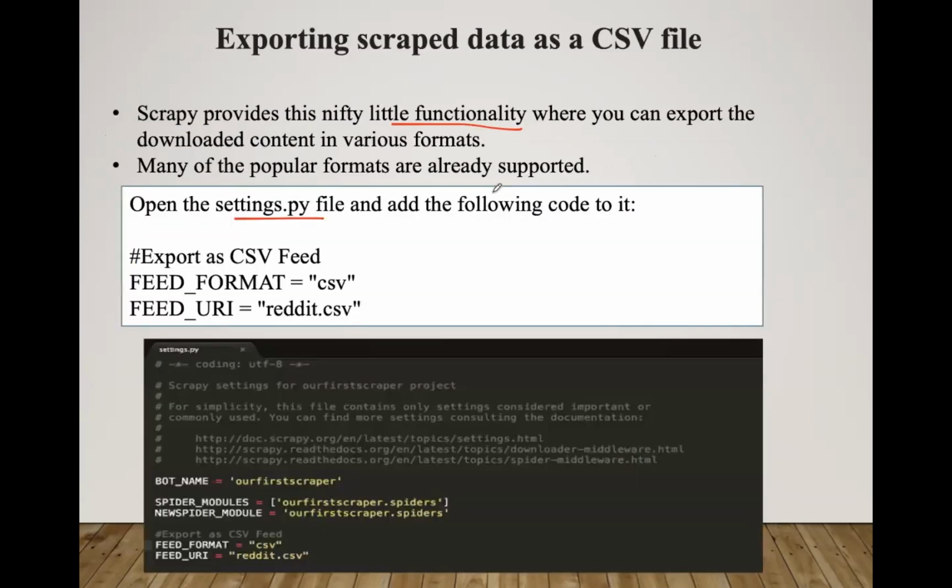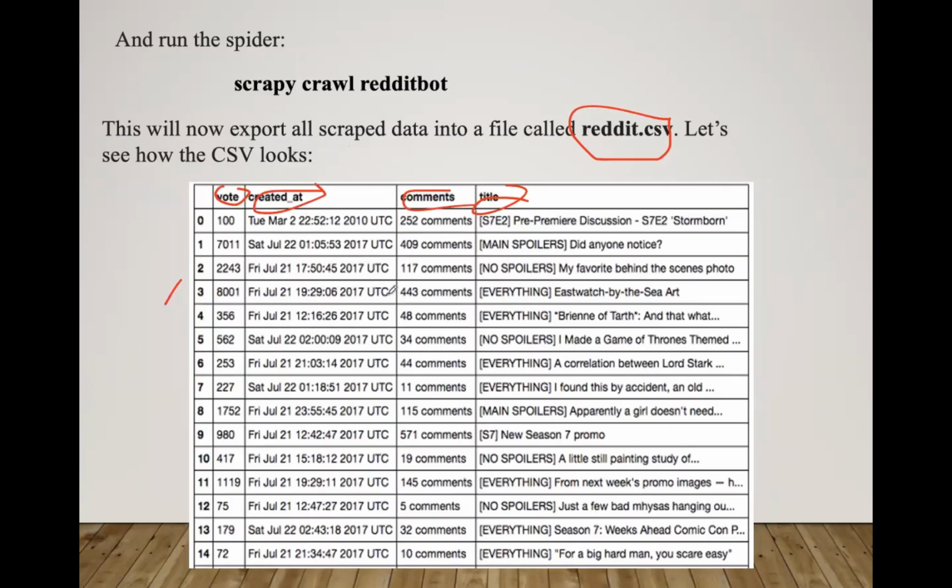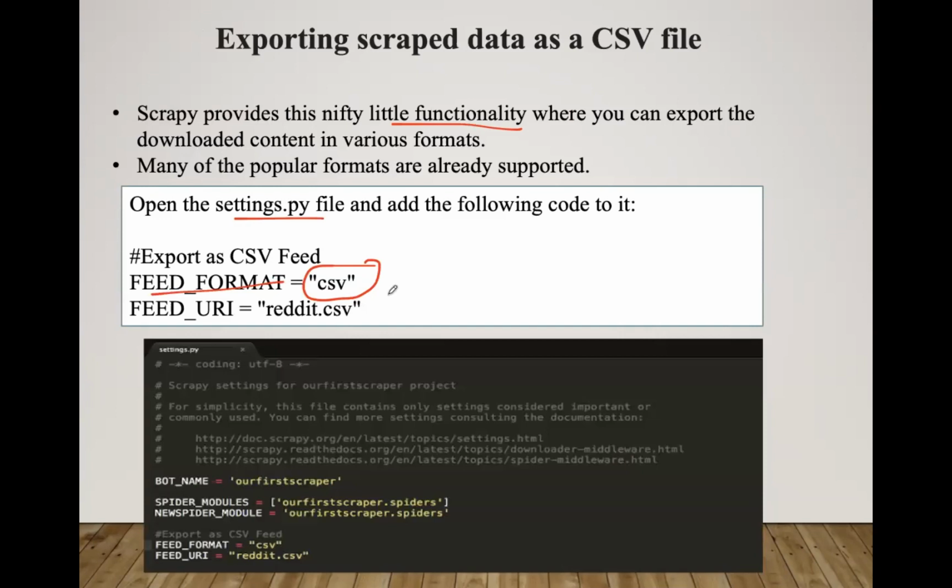So what is the purpose of this feed format equal to CSV? What is that? So the format in which you want the data to be exported is called feed format. Here we want the data to be exported in CSV. So we got the result in a CSV file. And feed URI equal to reddit.csv. So here along with CSV, there are various supported formats like JSON, XML. Okay, you can even use that. And feed URI is the location of the exported file. So where that file is exported. So you can see that in reddit.csv.